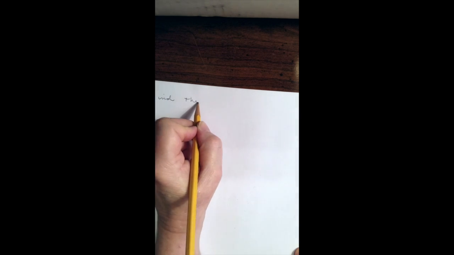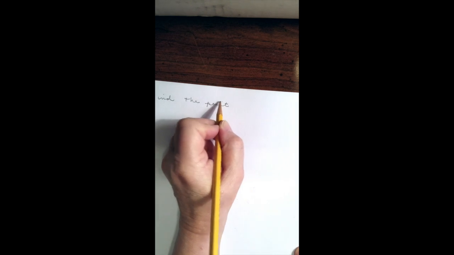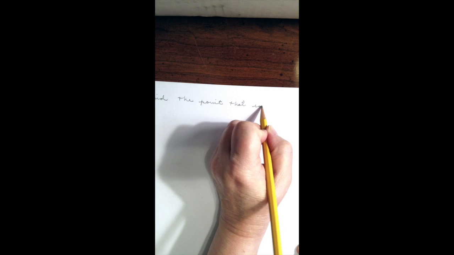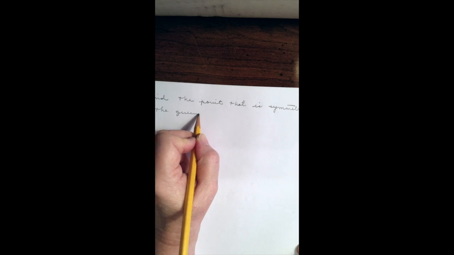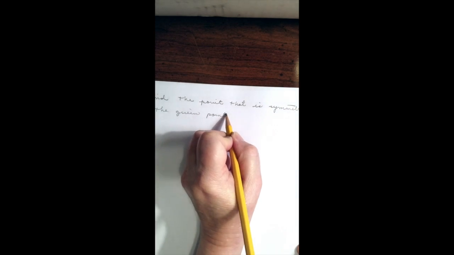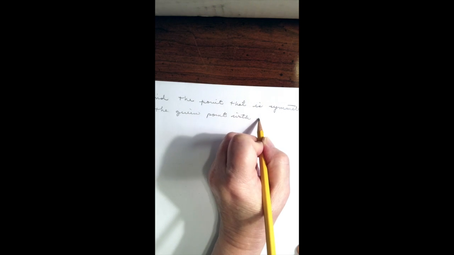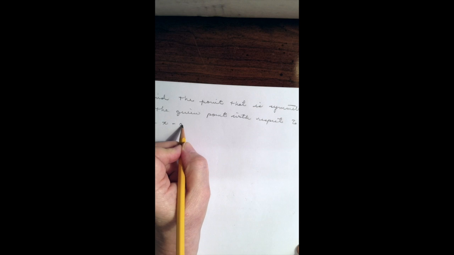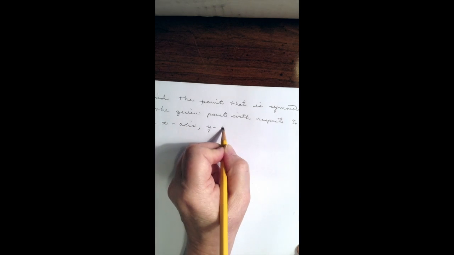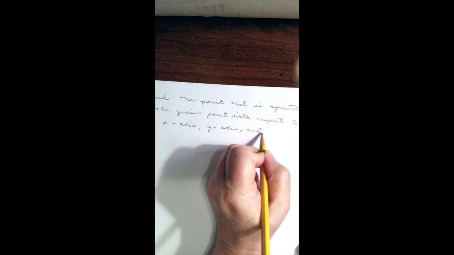Now, let's look at just some points and some of the problems that we'll see in our homework assignment: to find the point that is symmetric to the given point with respect to the x-axis, y-axis, and the origin.